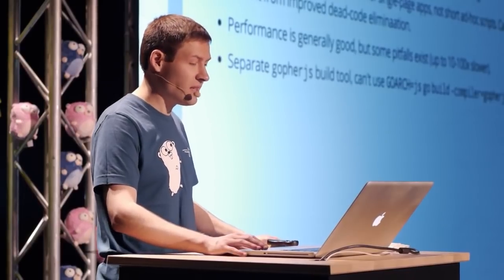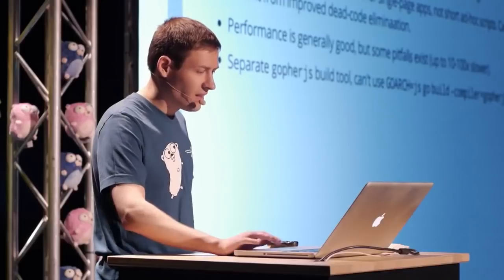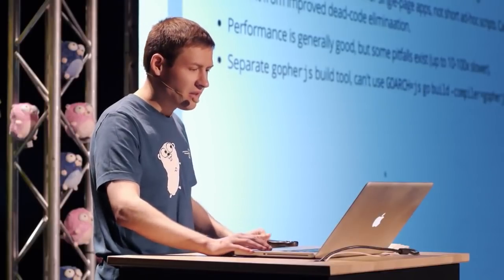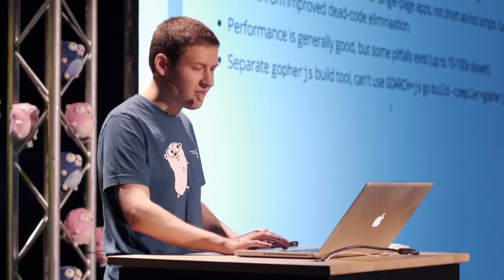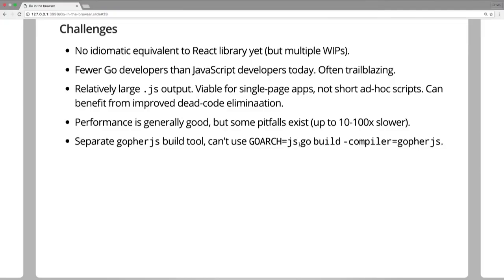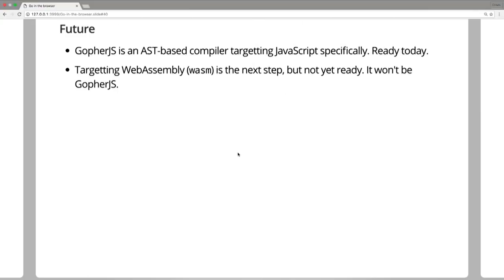The performance is generally really good. Sometimes it's actually faster to compile to the browser and have it run there. V8 is an incredible engine. But there are some pitfalls you can fall into where the performance is up to 10 or 100x slower. Finally, there's a separate build tool you use. Unfortunately, you can't just do GOARCH=js go build with a compiler equal to GopherJS. Not yet. It's probably a small one, but what does the future of Go in the browser look like?